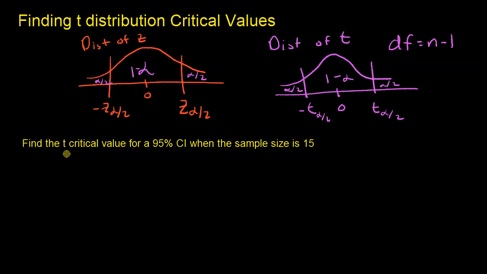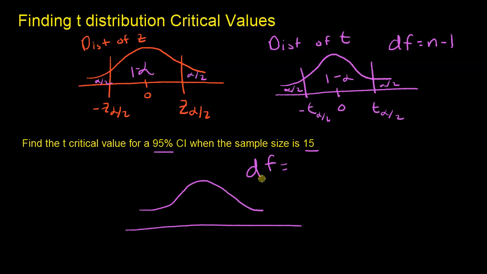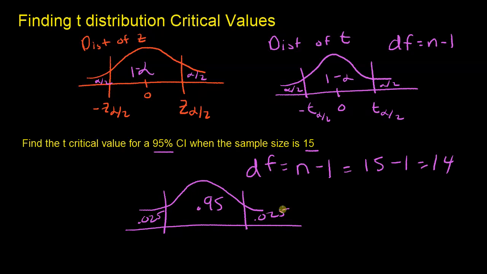Let's do some examples where we're finding critical values for a 95% confidence interval when the sample size is 15. The distribution of t depends on degrees of freedom, so we need to figure that out. It's n minus 1, so 15 minus 1 is 14. With 95% in the middle, I have 0.025 in each tail. I'm looking for this value of t right here.